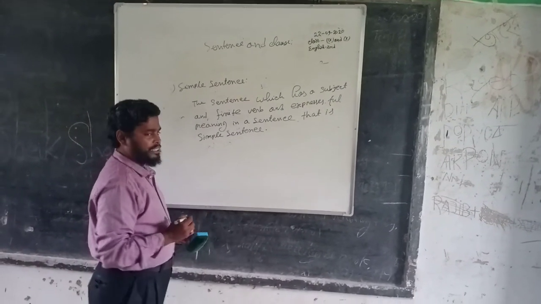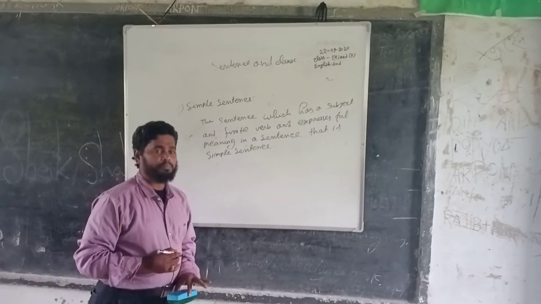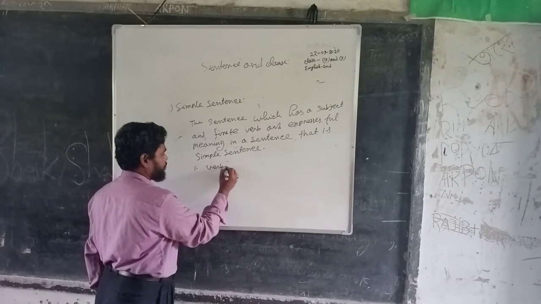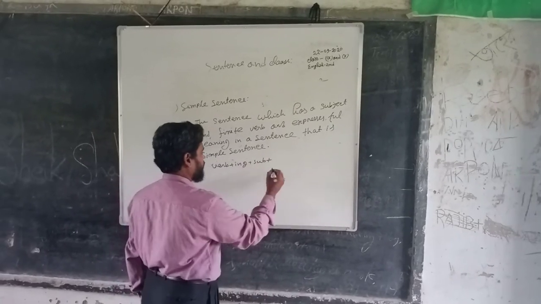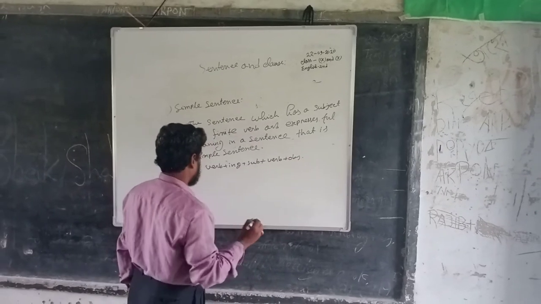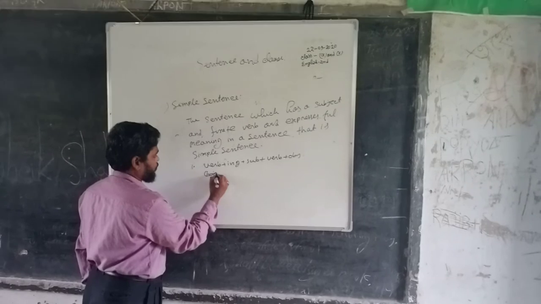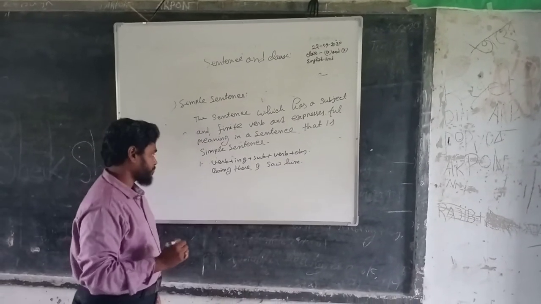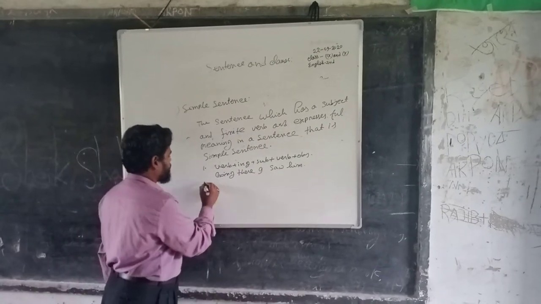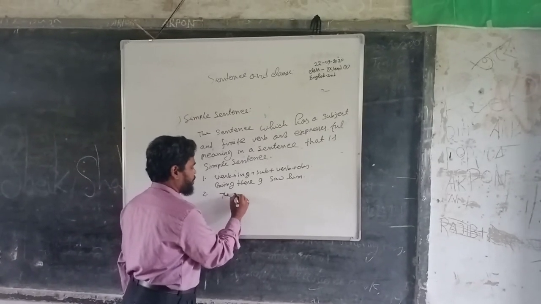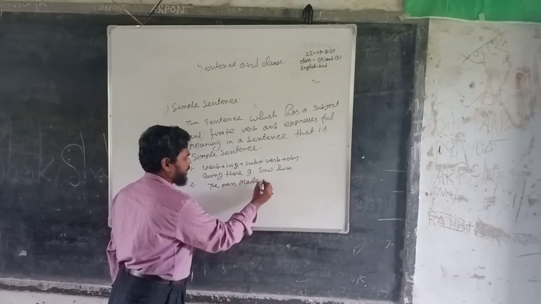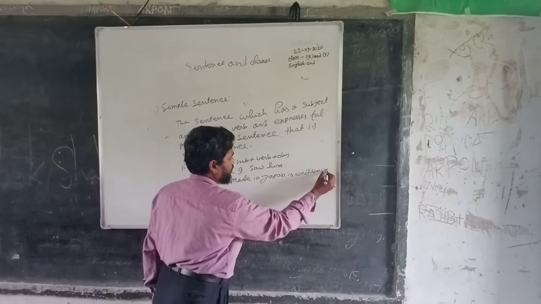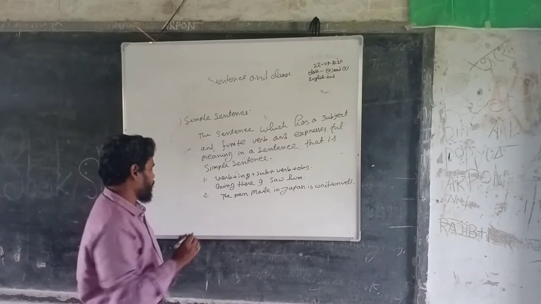It contains several structures: present participle, past participle, and perfect participle. The structure of the present participle: verb plus ing, plus subject plus verb plus object. Such as, going there, I saw him. It is the present participle. Past participle: the pen made in Japan is written well. It is the past participle.